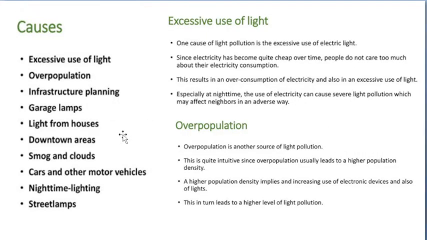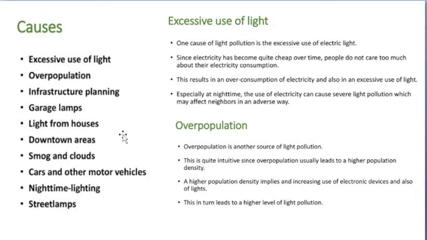Then look here, what are the causes? The causes are excessive use of light, overpopulation, infrastructure planning, garage lamps, light from houses, downtown areas, smog and clouds, cars and other motor vehicles, nighttime lighting, then street lamps, meaning the street lights. So these are the causes, or we can also say sources, of light pollution.